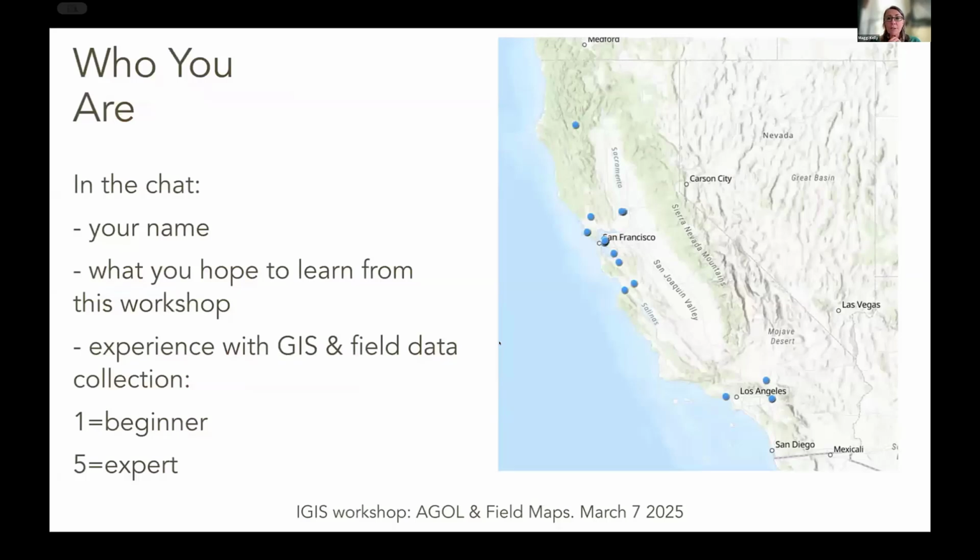And that's who we are, who you are. We've got a predominance of folks from California. And if you would be so kind, if you could give us some information about yourself in the chat. If you're comfortable doing so, tell us your name. If you want to, tell us what you hope to get out of this workshop. And then give us a quick thumbnail on your experience level with field data collection and GIS and Field Maps, from 1 being beginner to 5 being expert.